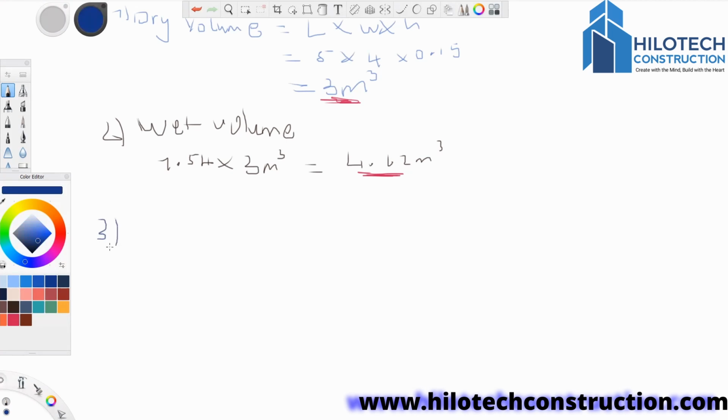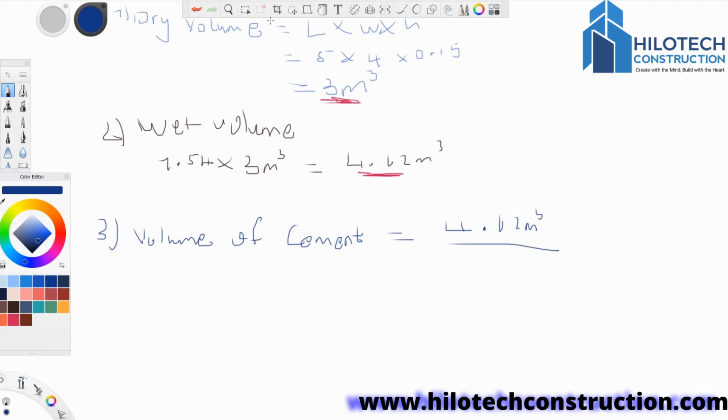So for the third point now, for the volume of cement that we're actually going to need here, it's going to be denoted by this wet volume which you have here, which is 4.62, of course, that's meters cubed, divided by the proportion.